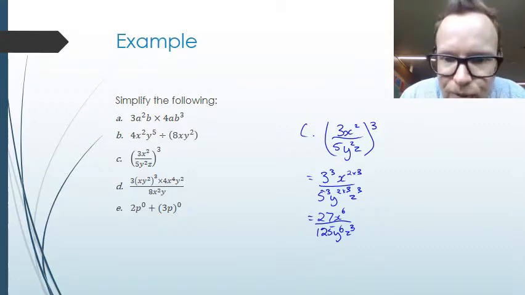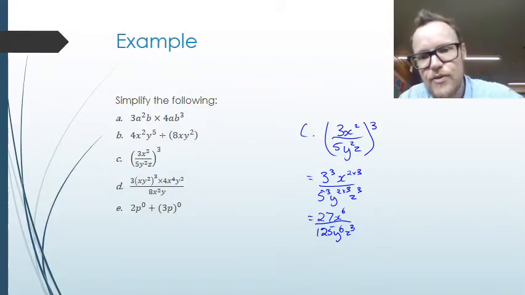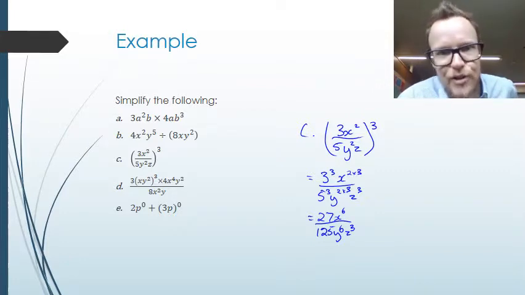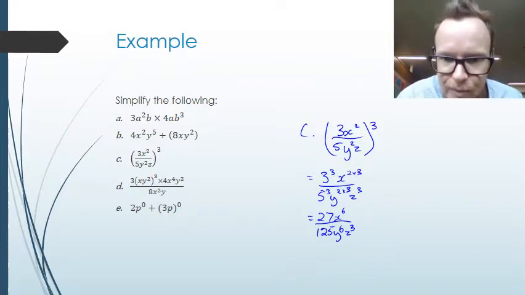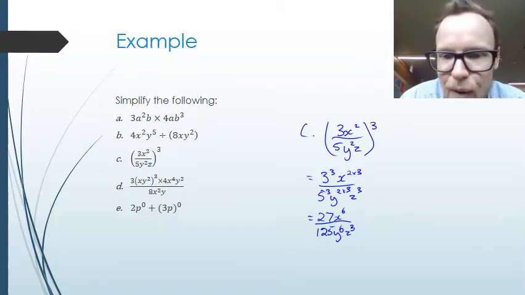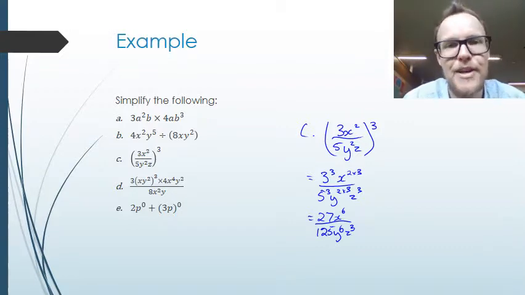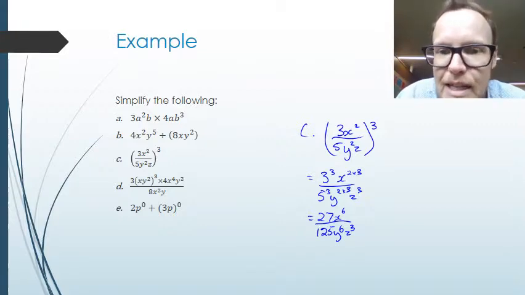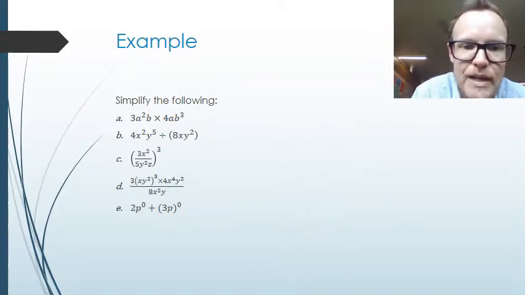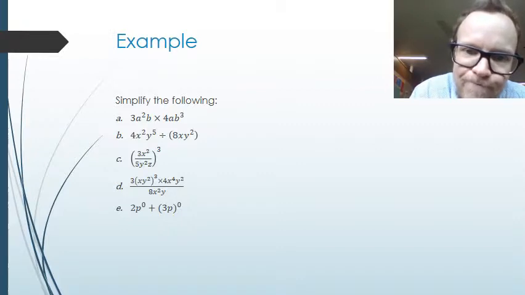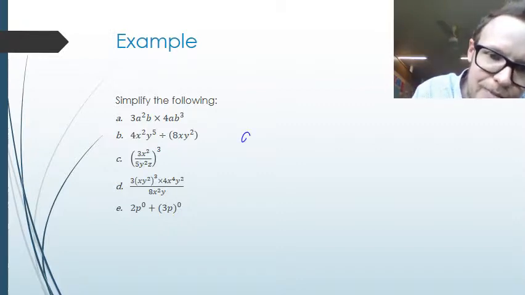Making sure that we've simplified everything. 27 over 125. I don't believe there are any common factors there that we can cancel. No, 9, 3, 5, no. Okay, so no, there's no common factors there that we can use to cancel those values. Let's look at D. This one is a lot more complicated.